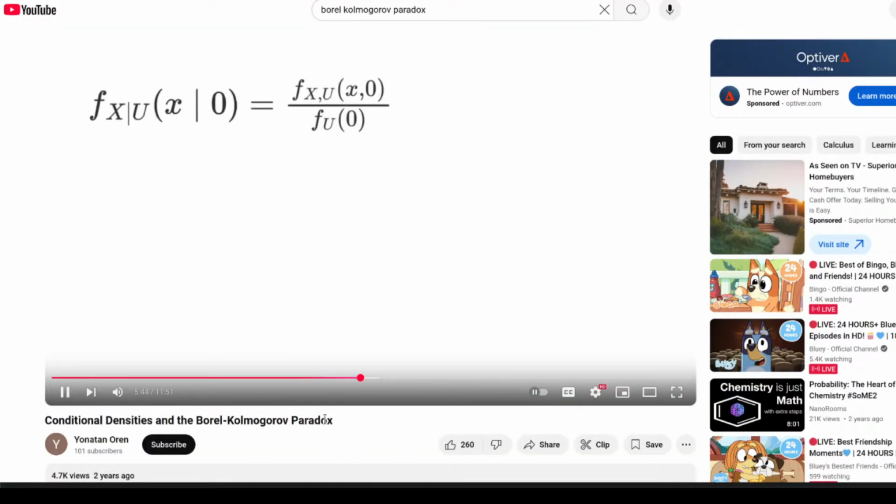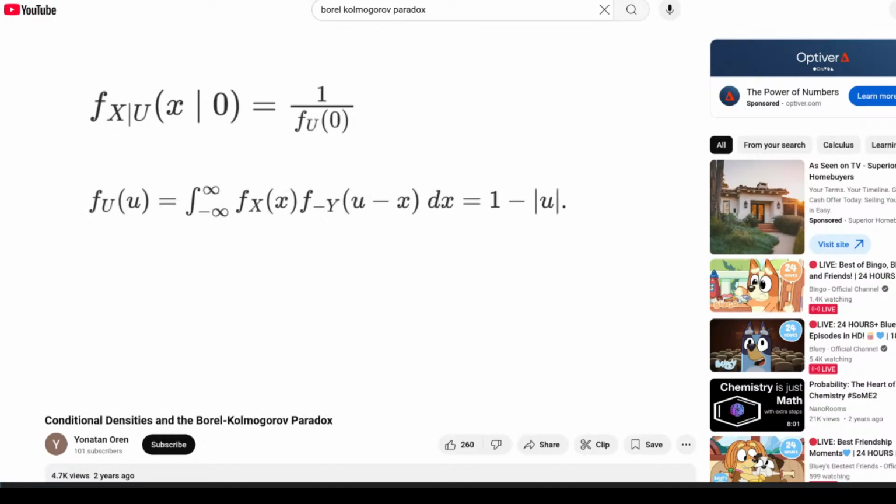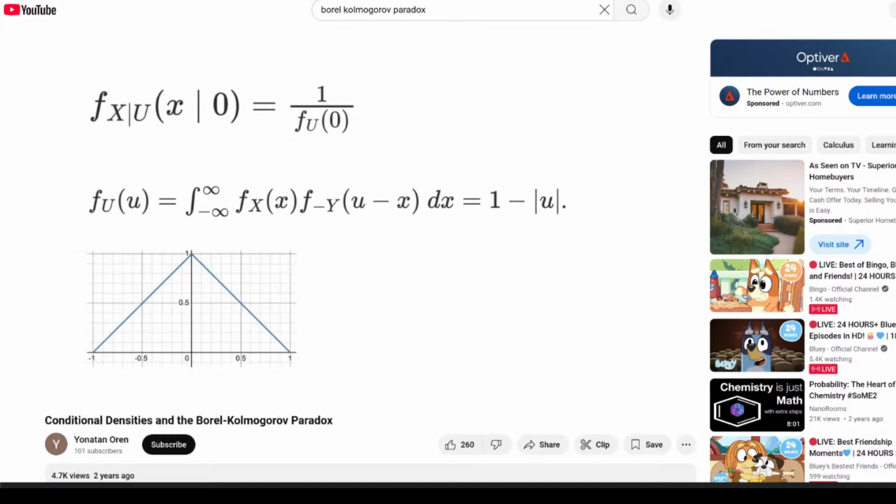So far, we've established that the conditional density of x given u equals 0 is equal to 1 divided by the marginal density of u at 0. Now, what's left is to actually calculate the density of u. We can do this using the convolution formula. In doing so, we get that the density of u as a function of little u is equal to 1 minus the absolute value of little u. The distribution of u is also called the triangular distribution, so called because of the shape of its density.